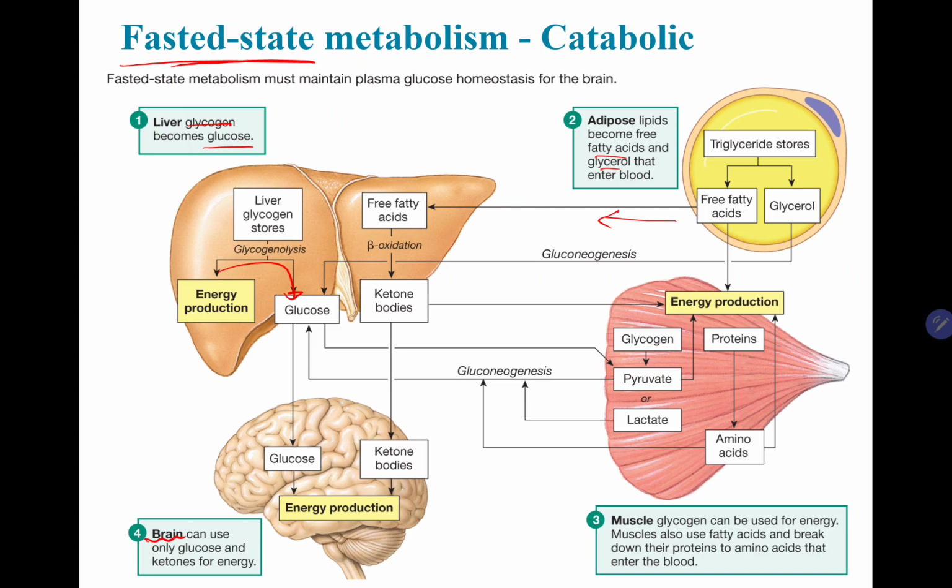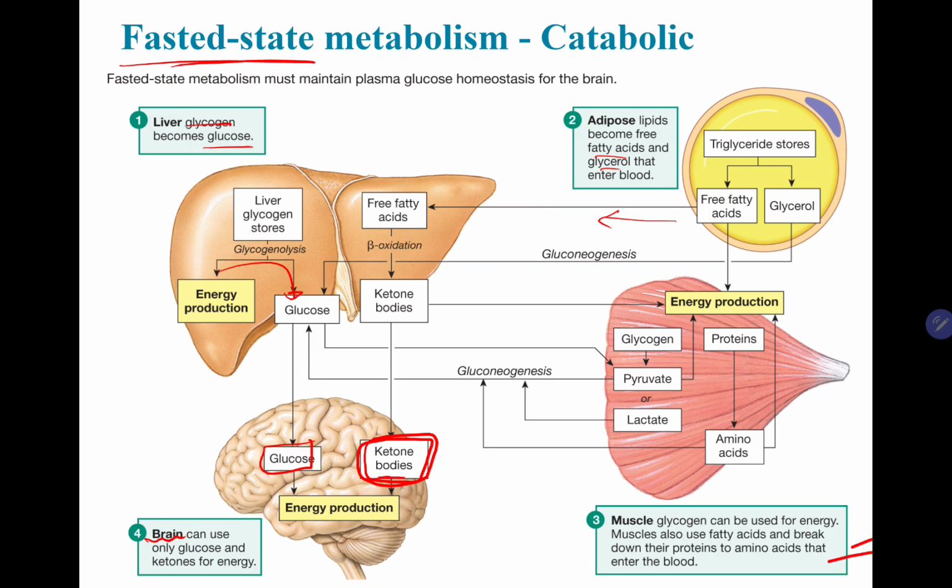Your muscles, the glycogen in your muscles can be used for energy. Muscles also use fatty acids and break down their own proteins to amino acids that then enter the blood. However, your brain, remember, glucose is the true source of energy for your brain. Your brain loves glucose, and it uses 50% of the glucose that your body has. However, the brain can use glucose and ketone bodies. It wants glucose, but in the absence of glucose, it's going to use these ketone bodies, okay?